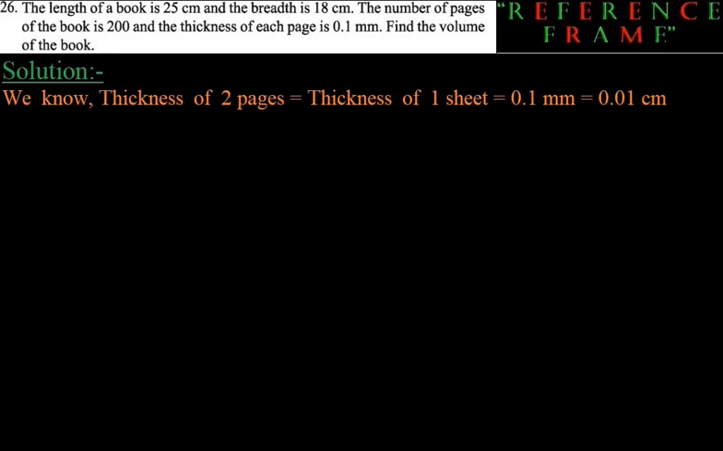As I mentioned, thickness of 2 pages is equal to thickness of 1 sheet, which is 0.1 millimeter. And we're going to convert it into centimeter. Why are we converting into centimeter? Because the length and breadth are given in centimeter units. That is why we are converting this into centimeter. So we're going to have 0.01 centimeter. We go for the next step.